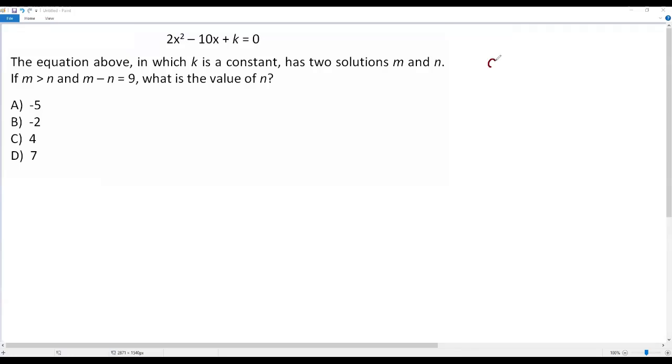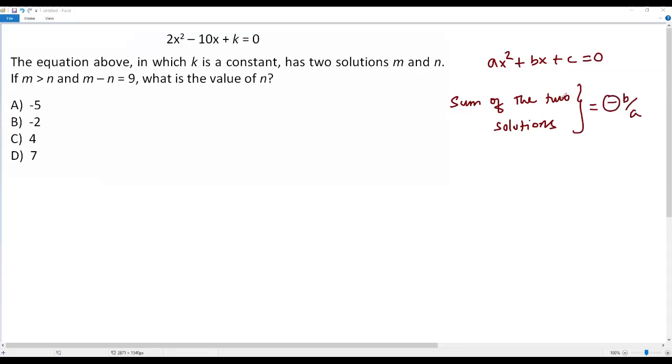Let me consider a quadratic equation in standard form, that is ax² + bx + c = 0. Whenever we have a quadratic equation in this form, without solving it properly, we'll be able to get the sum of the two solutions. There is a formula for that. Let me write it over here. The formula for the sum of the two solutions equals negative b over a. That is, we take a negative sign and the coefficient of x, divided by the coefficient of x².